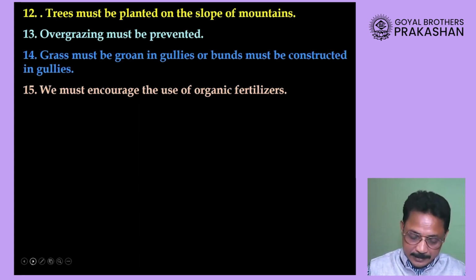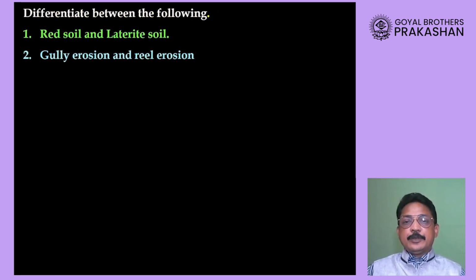Okay, now in the exam they might ask you a question like differentiate between red soil and laterite soil. First point, red soil is formed by the disintegration of ancient metamorphic rock. Laterite soil is formed by the disintegration of laterite rock. Red soil is fine in texture. Laterite soil is coarse in structure.